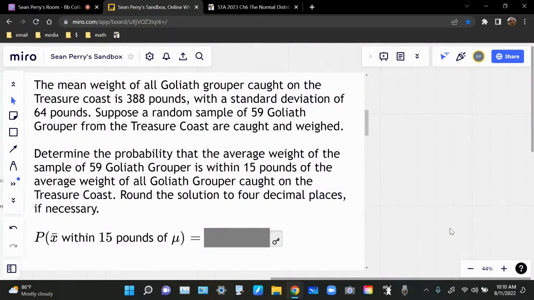So here we have a problem from the homework. It says, the mean weight of all Goliath groupers caught on the Treasure Coast is 388 pounds. The standard deviation is 64 pounds. Suppose that we take a random sample of 59 Goliath grouper from the Treasure Coast, and we catch them and we weigh them. Let's determine the probability that the average weight of this sample is within 15 pounds of the average weight of all Goliath grouper caught on the Treasure Coast. Round the solution to 4 decimal places.